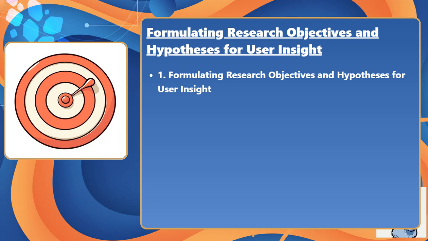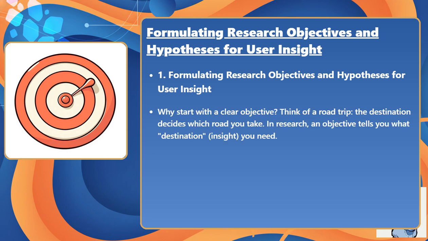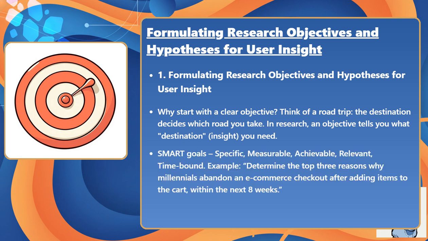Number 1. Formulating research objectives and hypotheses for user insight. Why start with a clear objective? Think of a road trip. The destination decides which road you take. In research, an objective tells you what destination insight you need. SMART goals: specific, measurable, achievable, relevant, time-bound.